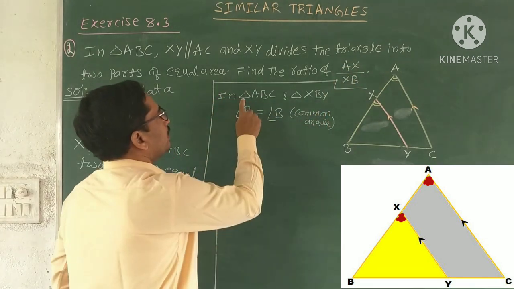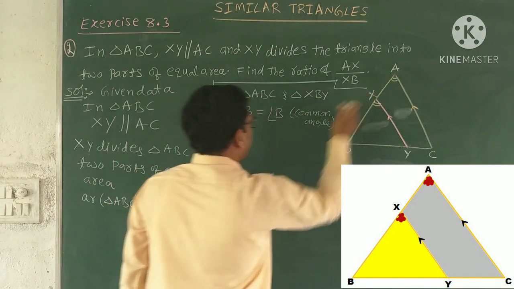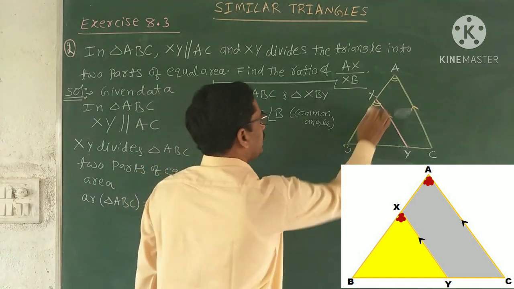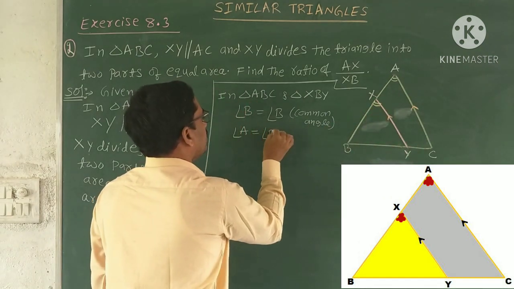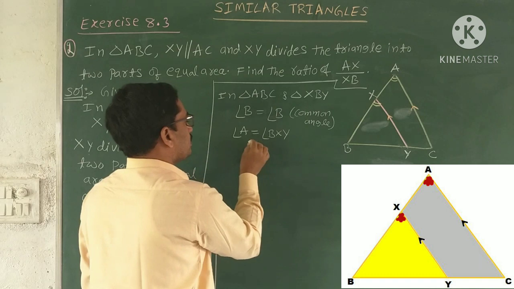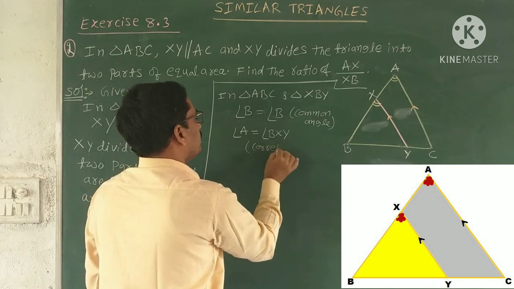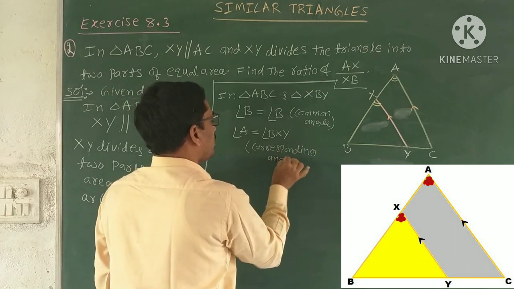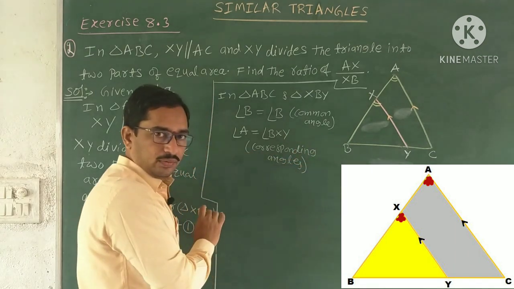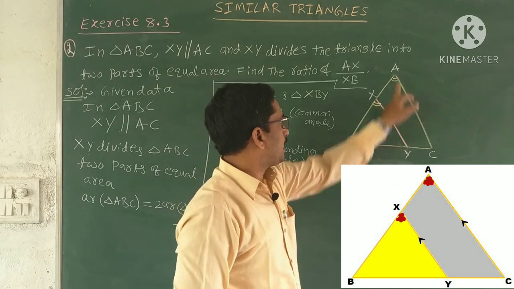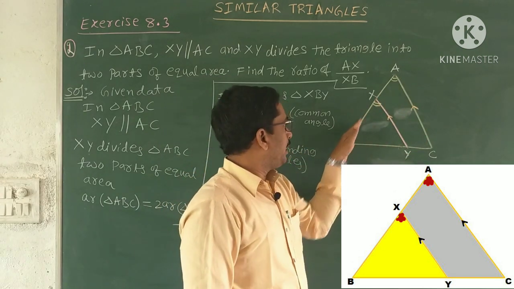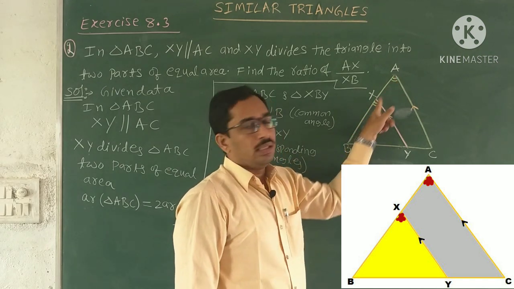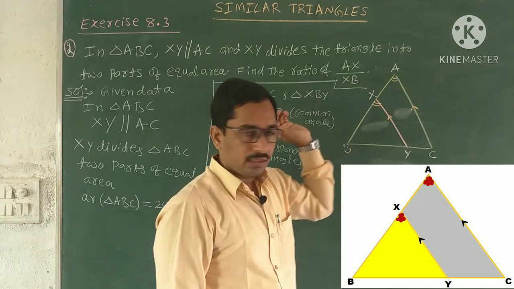So name the angle in triangle ABC: angle A. Angle A is equal to angle BXY because they are corresponding angles, and corresponding angles are equal. See once again, XY is parallel to AC, AB is a line of transversal. Then these two angles are corresponding angles and corresponding angles are equal.